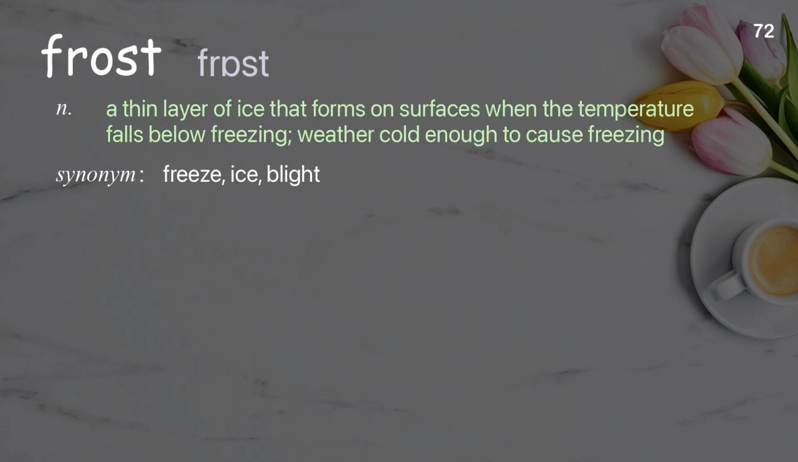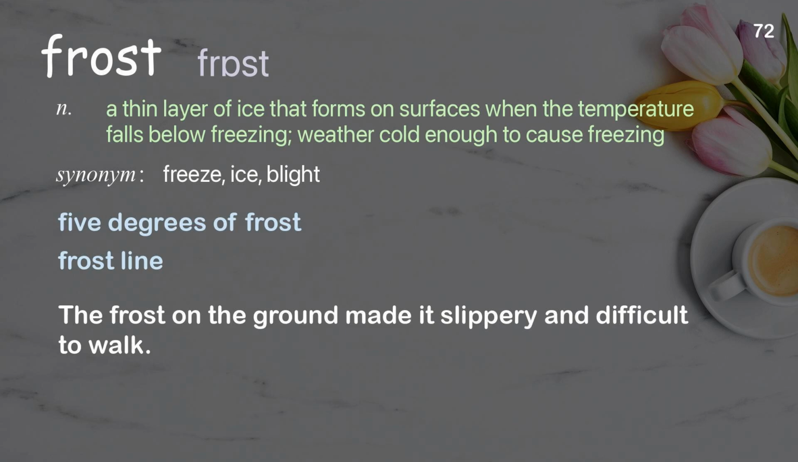Frost. A thin layer of ice that forms on surfaces when the temperature falls below freezing, whether cold enough to cause freezing. Examples: 5 degrees of frost. Frost line. The frost on the ground made it slippery and difficult to walk.